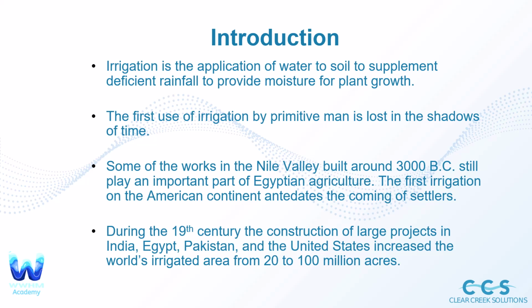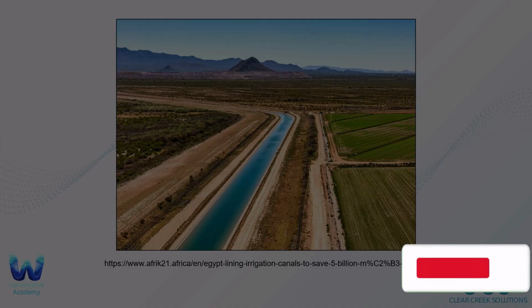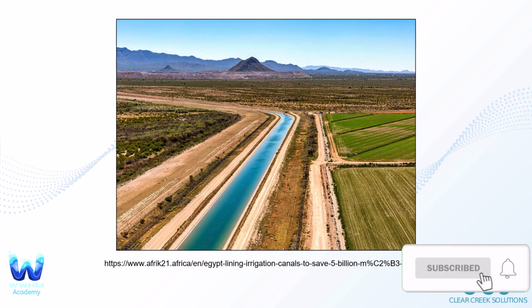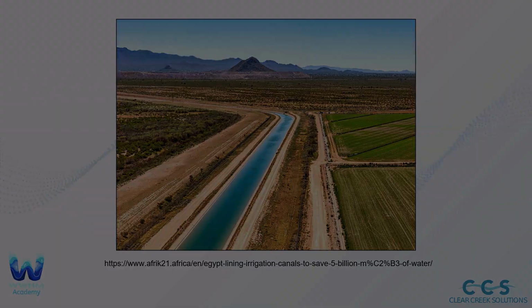During the 19th century, the construction of large projects in India, Egypt, Pakistan, and the United States increased the world's irrigated area from 20 to 100 million acres. So we can see here in the picture, this is an example of irrigation being utilized in Egypt in the Nile River to help deliver that precious water to plants, soils, and crops to provide food and other resources.